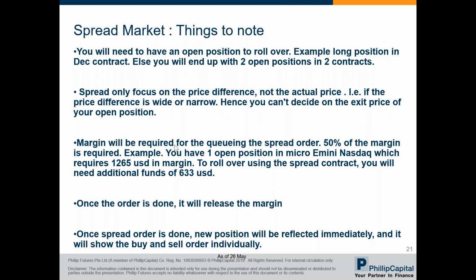Margin will be required for the queuing of this spread order. This will be 50% of the margin. For example, let's say you have a position in the micro E-mini NASDAQ which requires 1,265 US dollars. To roll over using the spread contract, you have to have additional funds of 633 US dollars in order to place the trade. But not to worry, once the order is done, this margin will be released back to your account. However, you need the extra funds to do the rollover.